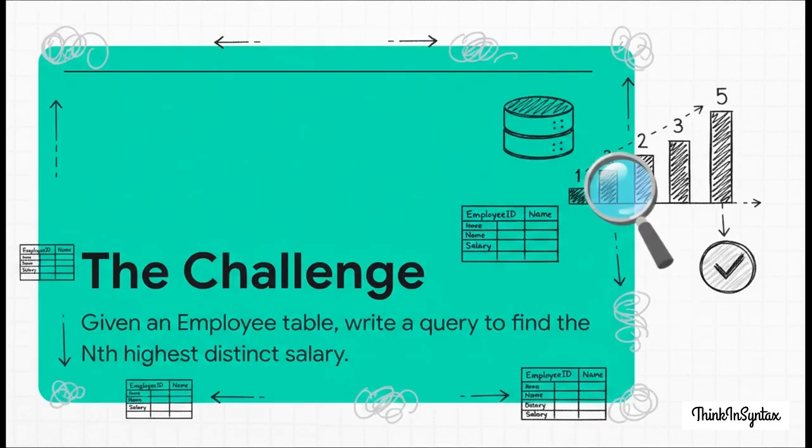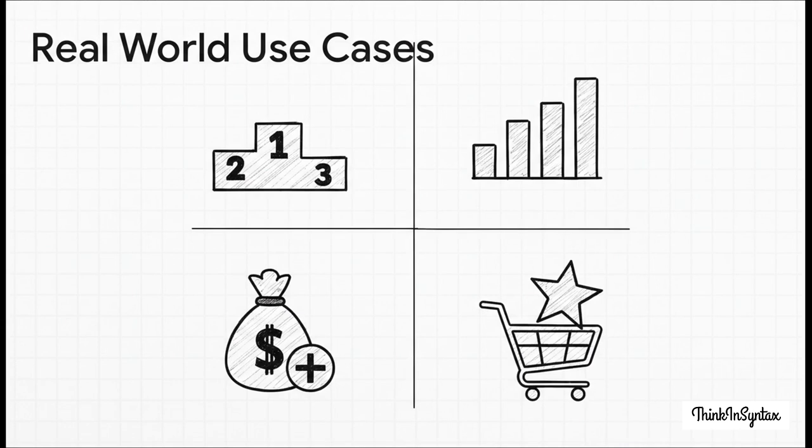So here's the challenge. Imagine we have a simple employee table. The goal is to write one query that can find, let's say, the second or the third, or maybe the 10th highest distinct salary. And you've got to pay attention to that word, distinct, because in the real world, you're going to have multiple people earning the exact same salary. That's a key detail.